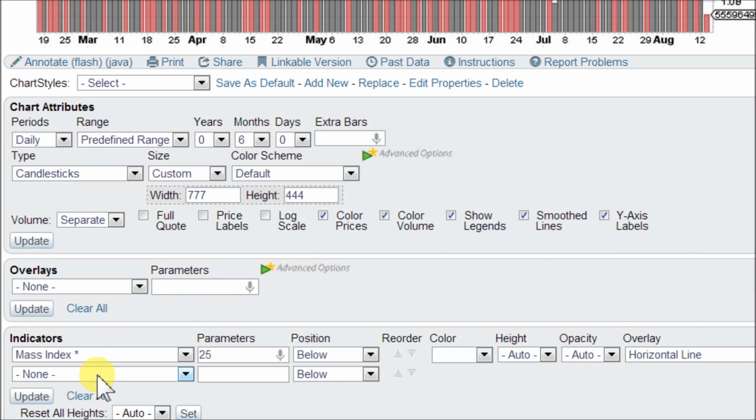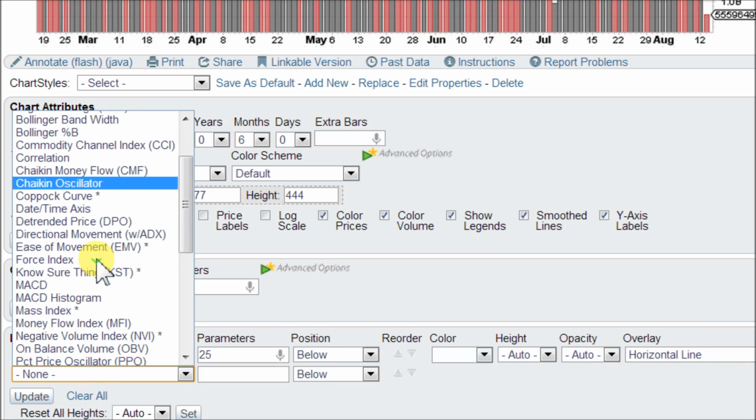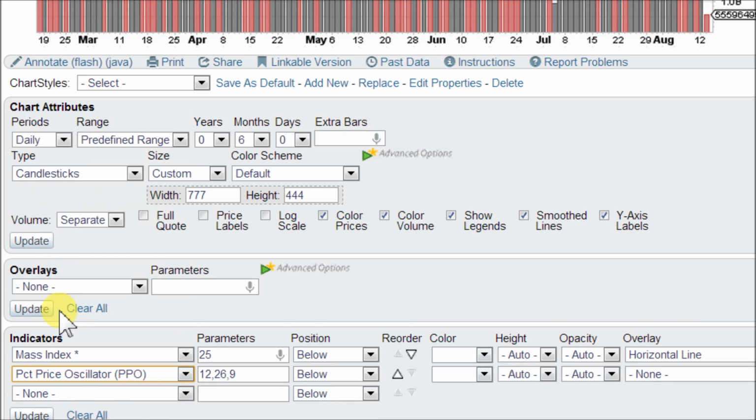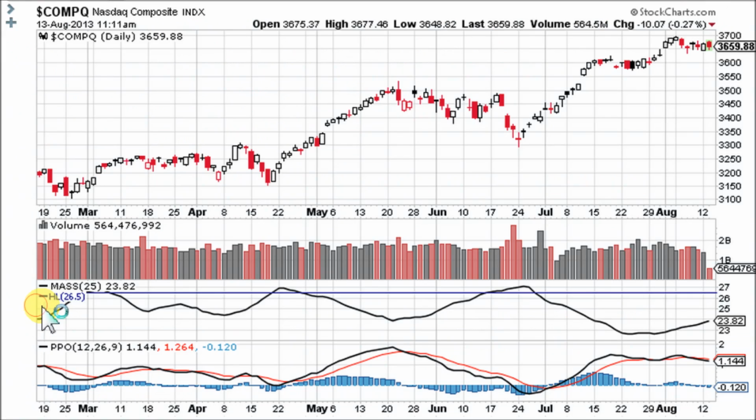Okay, we also need a momentum oscillator, or something that will tell us the trend or give us buy or sell signals. Personally, I like the CCI, the Commodity Channel Index, but in this case I'll just load up the PPO because it looks very much like the MACD, but it gives better buy and sell signals. And the standard setting there is 12, 26, 9. 9 is the signal line. Okay, let's go ahead and click Update, and here is the Mass Index.